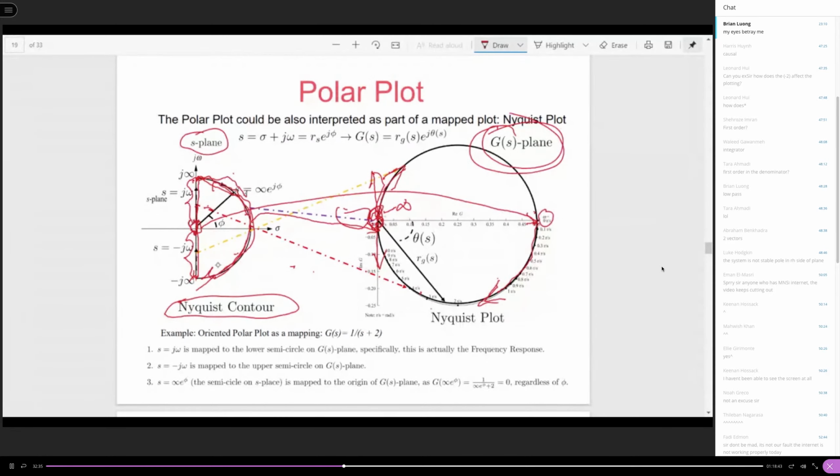And then it starts, you see, back at the minus j infinity point again, right? So it will start the mapping again. Okay? You got my point? So this is what we defined as the Nyquist contour and the Nyquist plot. It doesn't matter what kind of transfer function it is. Once again, let me repeat what I just said.